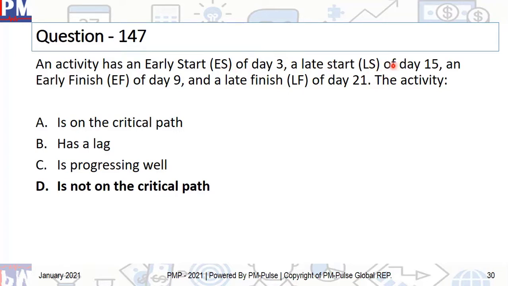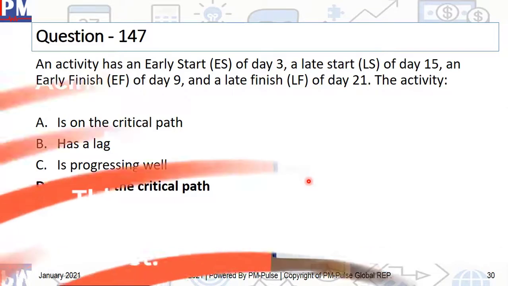And if there is a difference, well, there's a float. But if you look, late start is 15 and early start is 3. If they were the same, they would have been on critical path, because on critical path, the float is 0. That means this minus this would have given 0. But this is not the case here, which means it is not on critical path. Activities which are not on critical path have float.